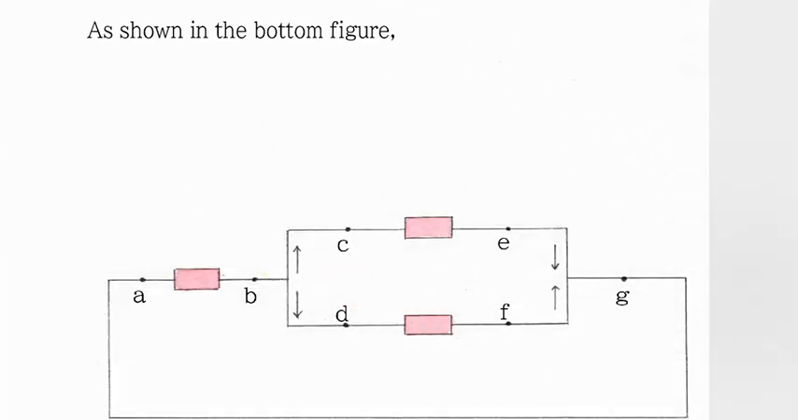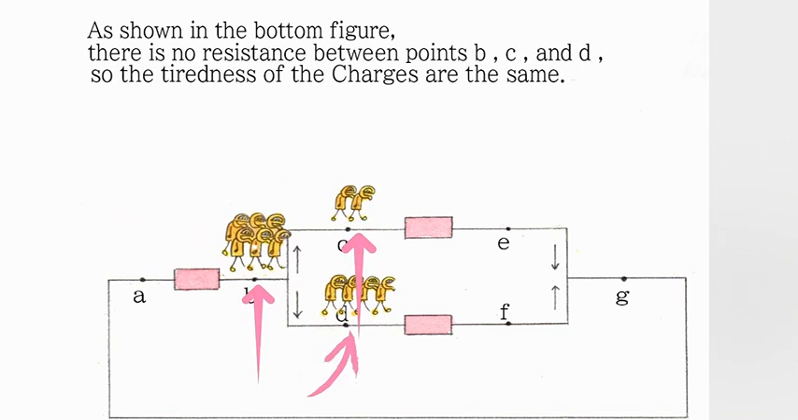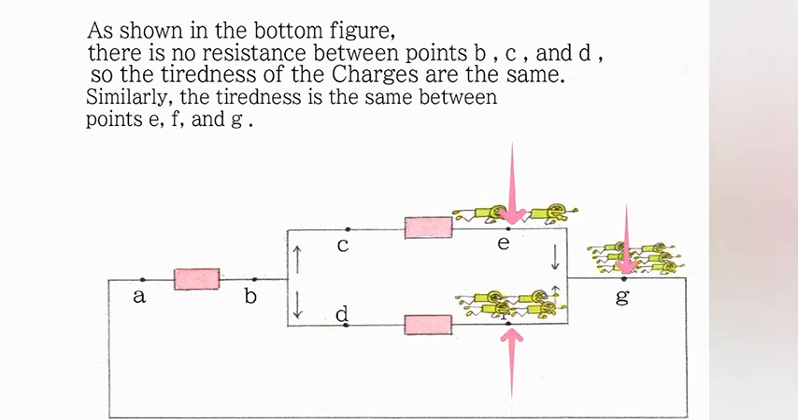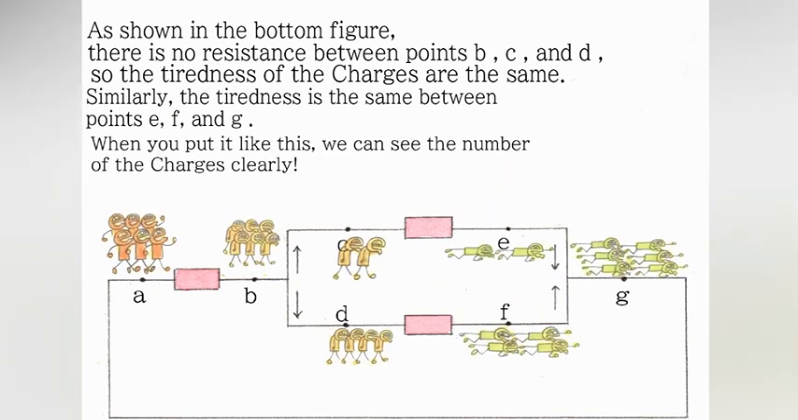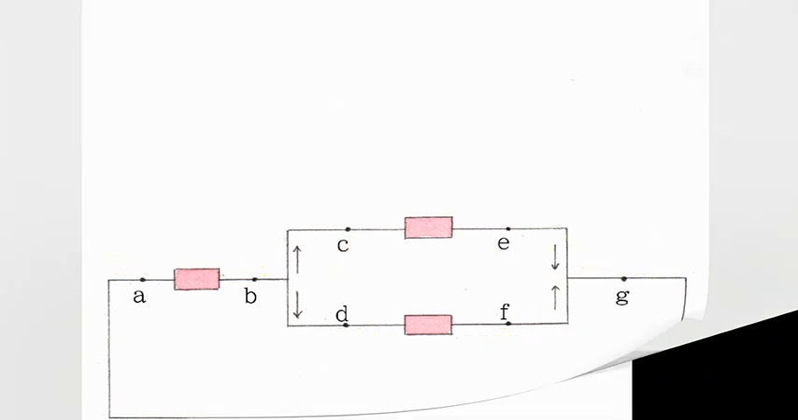As shown in the bottom figure, there is no resistance between points B, C, and D, so the tiredness of the charges is the same. Similarly, the tiredness is the same between points E, F, and G. When you put it like this, we can see the number of the charges clearly. This must be Kirchhoff's first law, the current law.